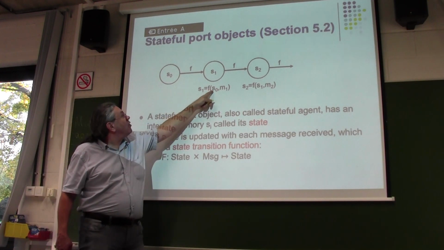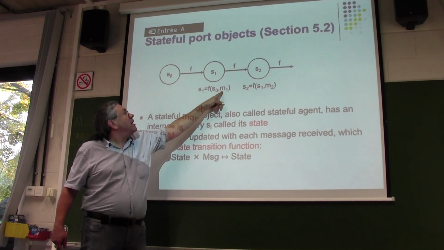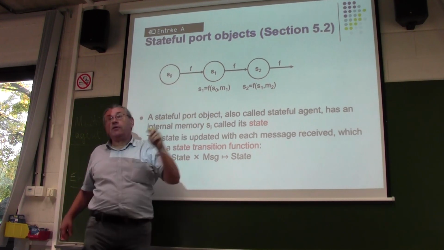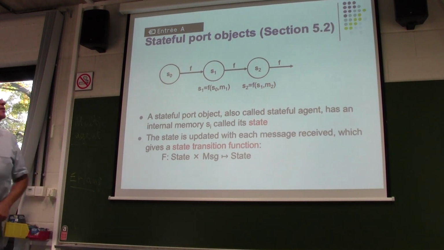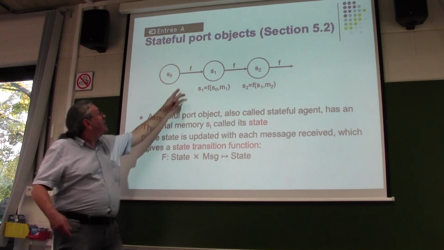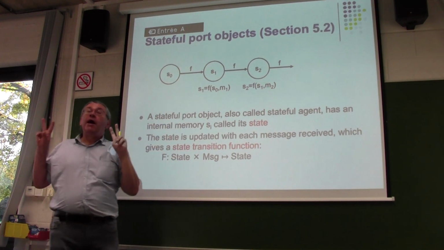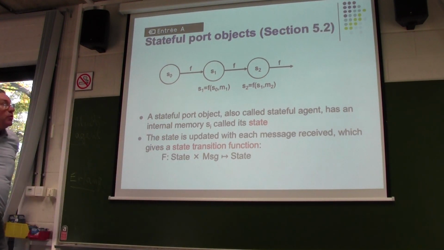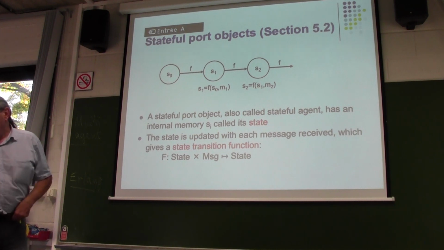This function will take the old state, S0, and the message, M1, and it will compute the new state. So this is like the functionality, huh? You could even, and we will see, a class can be considered a kind of state transition function, huh? So we'll talk about that when we talk about active objects, okay?